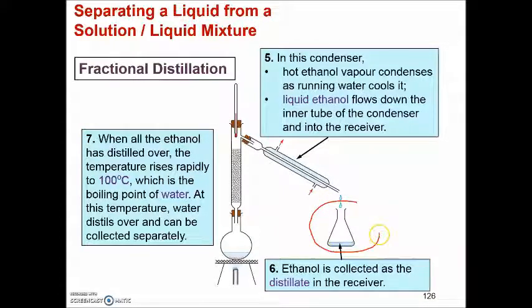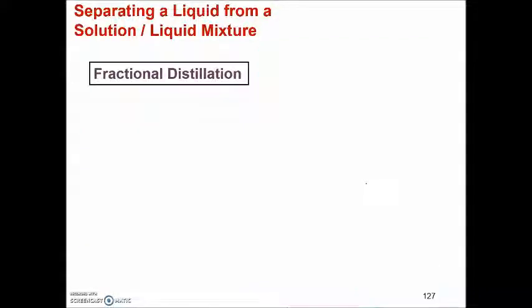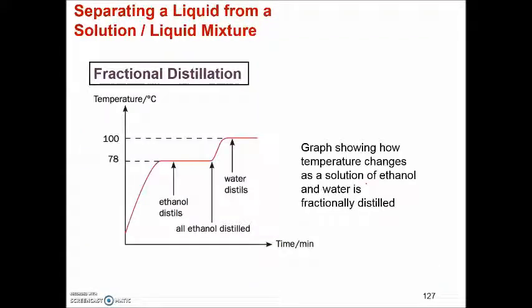So this is the point that you need to change the receiver. Once the temperature starts rising above 78 degrees, you will change the conical flask so that you can collect a different component of the mixture. This graph is very important. Do take it down in your notes.